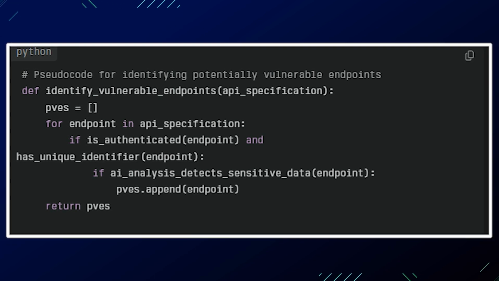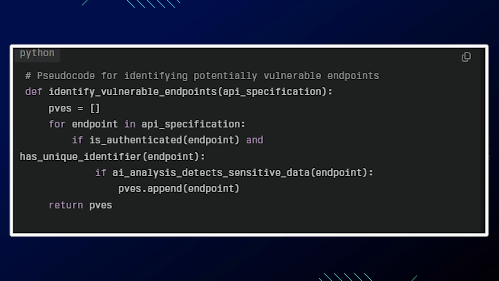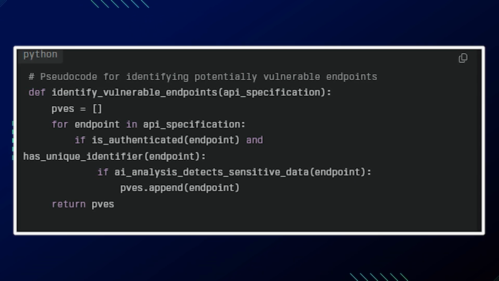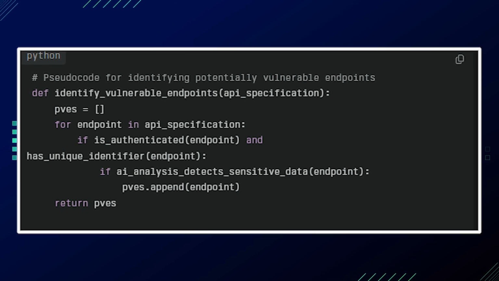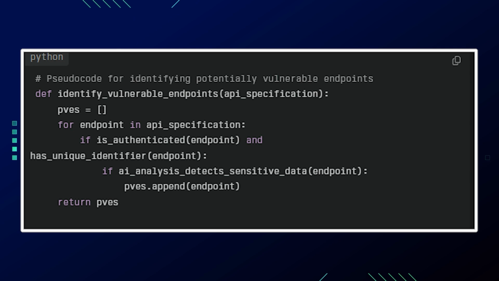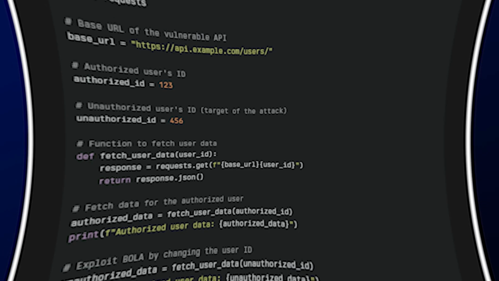Once PVEs are identified, BOLA Buster creates test plans and generates test cases to verify the vulnerability. The system then executes the test plans against the target API server and analyzes the responses to determine if the PVEs are actually vulnerable to BOLA. Step 2, exploiting BOLA, right?